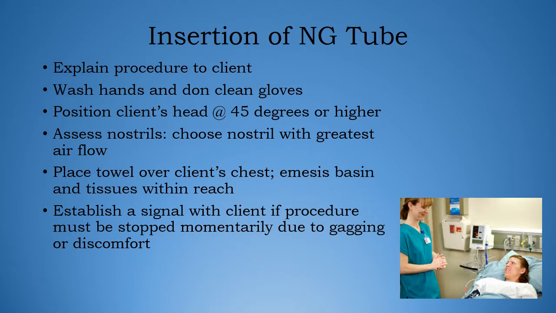Assess nostrils and select most patent nostril by having client breathe through each one. The nostril with the greatest airflow should be chosen to insert tube. Place towel over patient's chest, emesis basin, and tissues within reach, and establish a cueing signal with patient if procedure must be stopped momentarily due to gagging or discomfort.